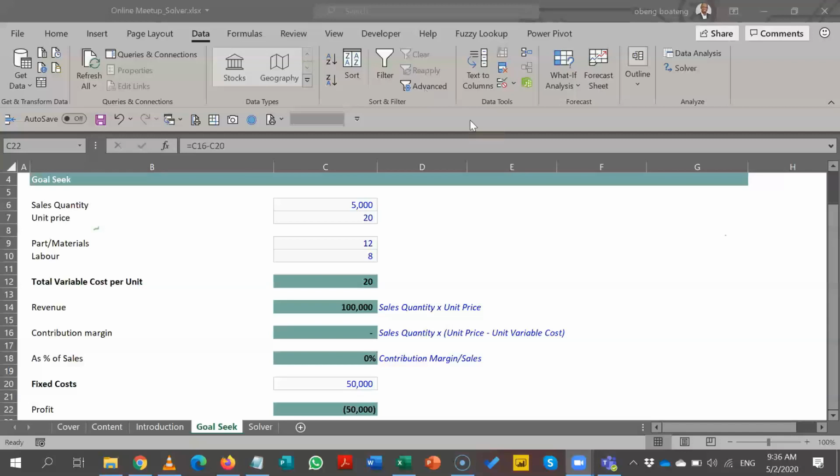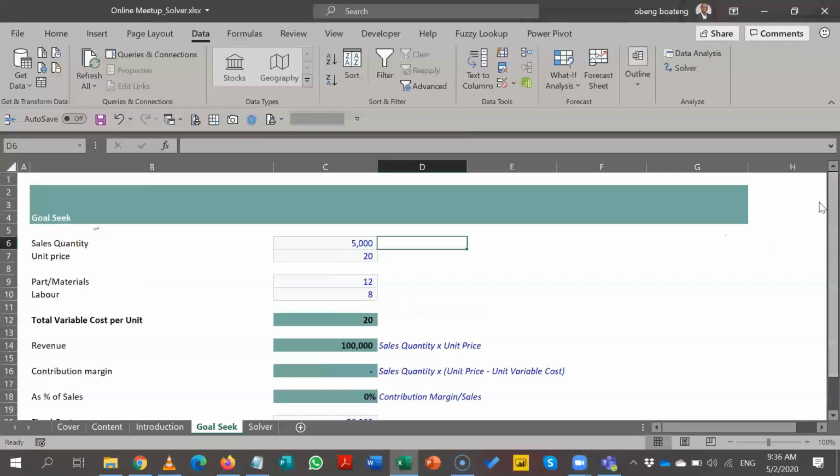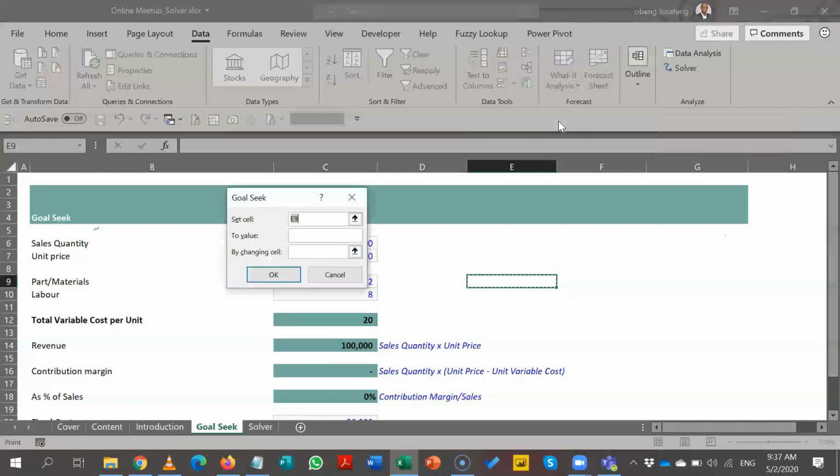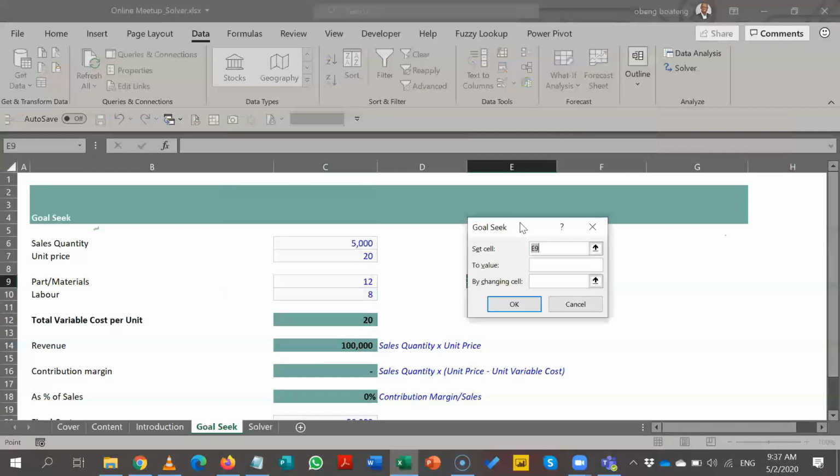So once you have that, you can now proceed with your decision. Now, this time we're not using solver, we are using goal seek. Goal seek works like solver. The difference is that with goal seek, you are allowed to play with only one decision variable. In this case, you can change price or quantity, but you cannot change both using goal seek. So if you have a situation where only one cell has to change to give you a desired output, goal seek is ideal.